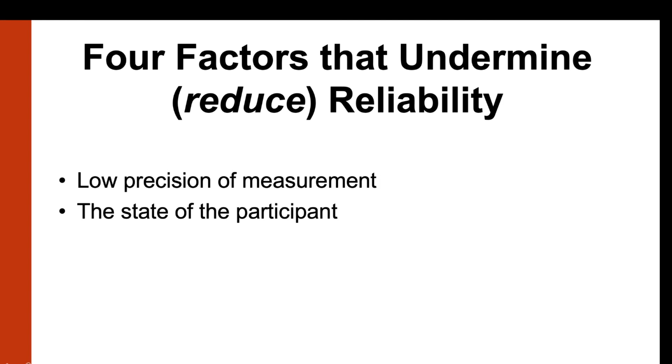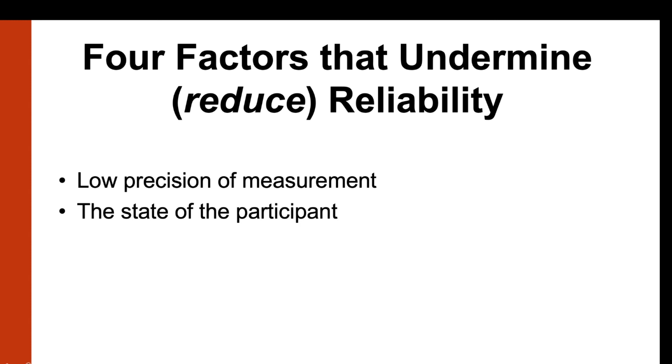Another thing that can reduce reliability of measurement and can affect the measure that you get is the state of the participant. If you have a participant and you're measuring some characteristic of their personality and they are in a particularly bad mood or a particularly good mood, perhaps something happened on the way to the lab, that can have an impact on their mood or their state, and it will influence their score.